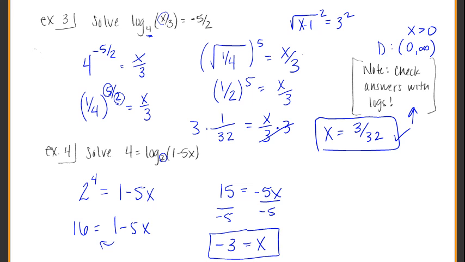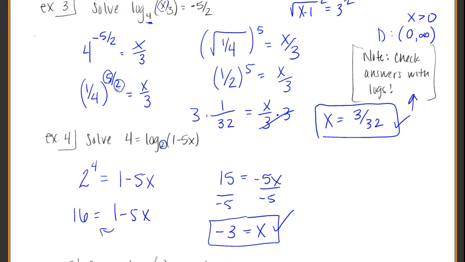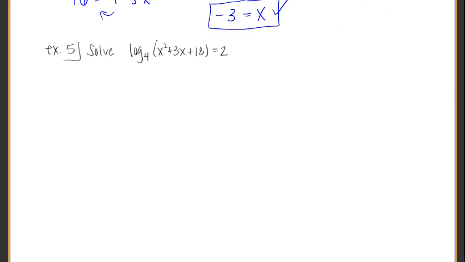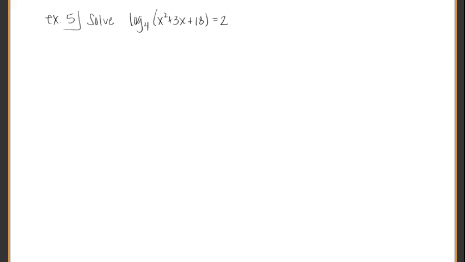If I plug negative 3 into the original equation, I get 1 minus 5 times negative 3. Well, a negative 5 times negative 3 is 15. Add on 1 is 16. We're good to go, because then I'll be taking the log of a positive number. Okay, so hopefully you guys are getting an idea of how really interrelated both logs and exponents are, especially when solving equations. Really helpful.